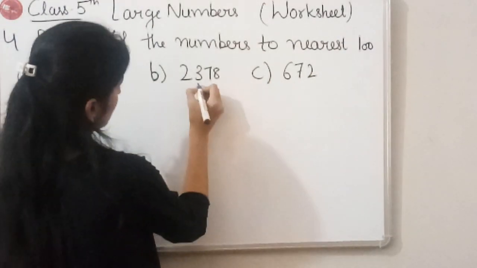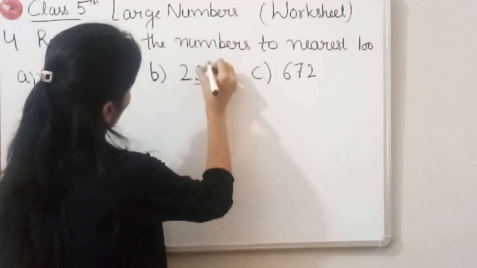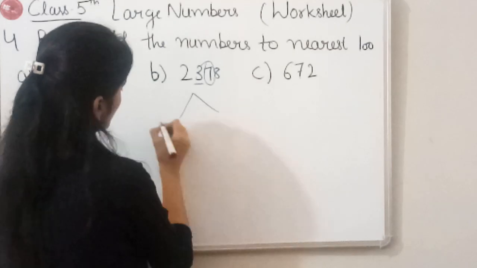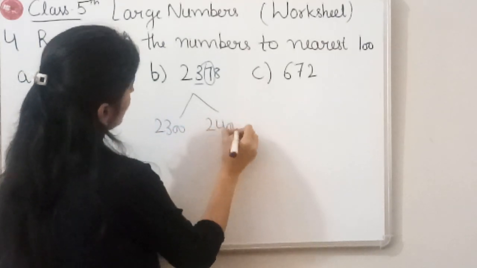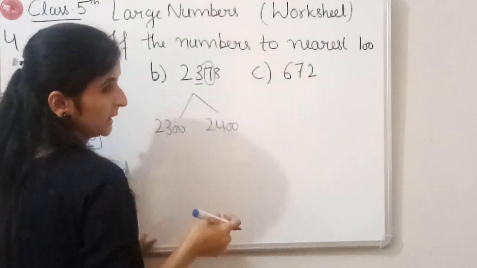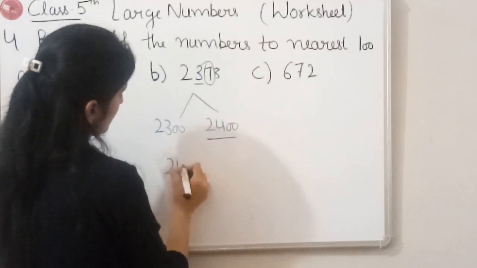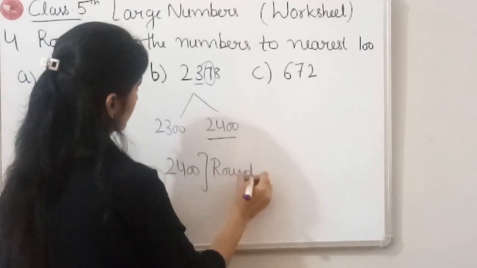Now let's move to B part. We have to underline the digit which is on hundreds place. Then we have to highlight the digit which is on its right. Now we should know where this lies, 2300 and 2400. Now this 7 is greater than 5. So this will be rounded up to 2400.